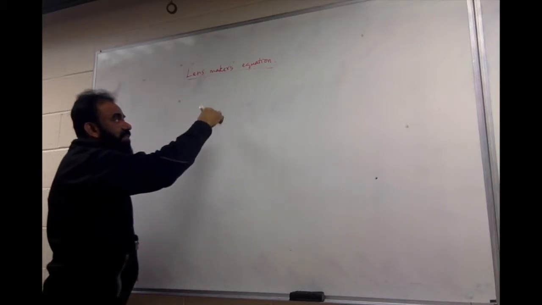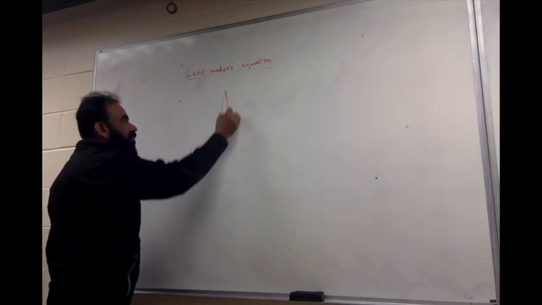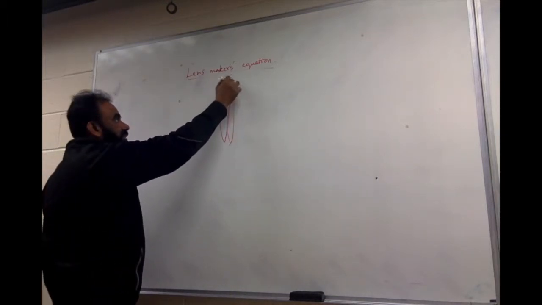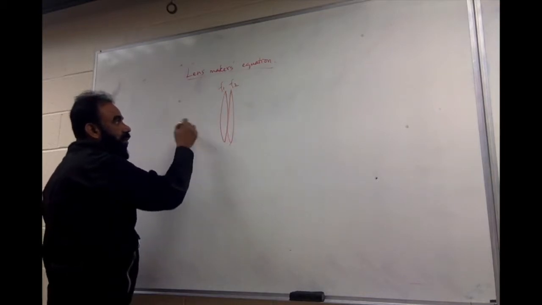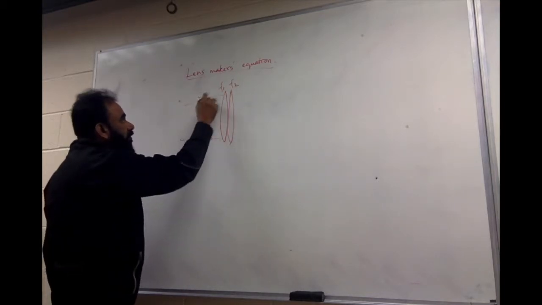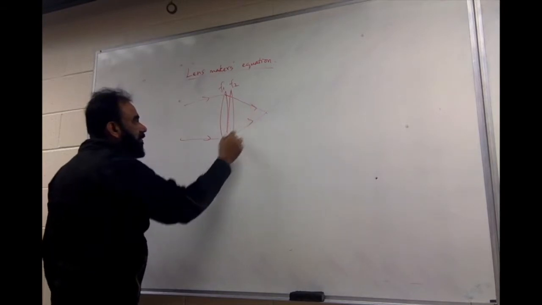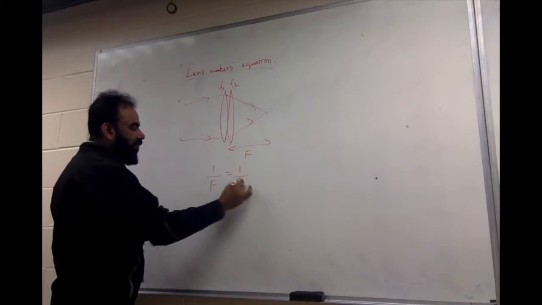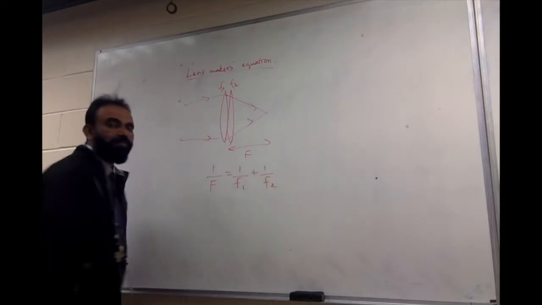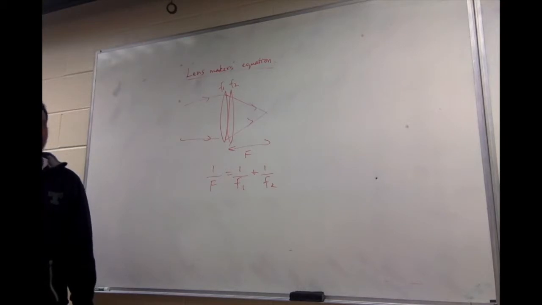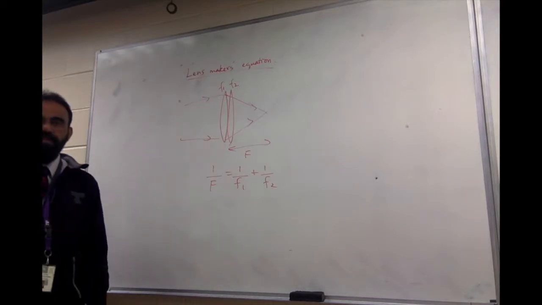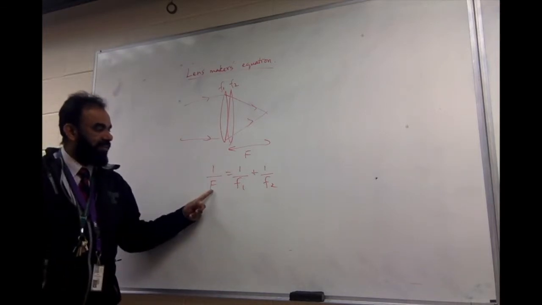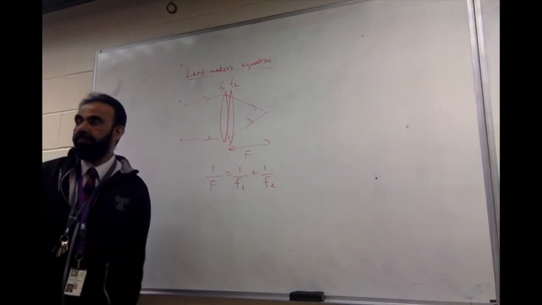When you keep lenses together, like suppose you put two lenses together like that, what would be the focal length? If the focal length of the first one is f1 and this is f2, the focal length of the whole thing combined is going to be f, such that 1 over f is equal to 1 over f1 plus 1 over f2. So when you have two lenses side by side, then 1 over f is equal to 1 over f1 plus 1 over f2.